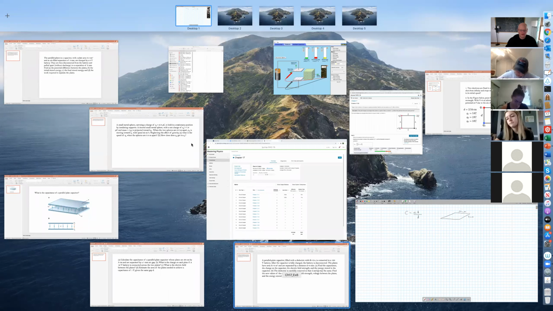I have too many windows open. Where's number 7? There it is.